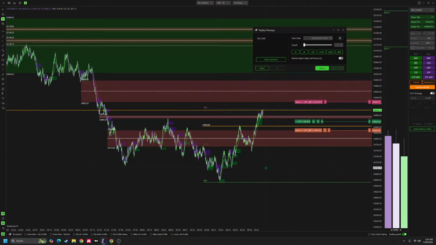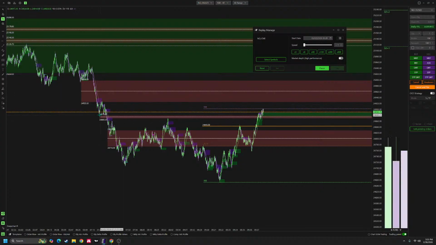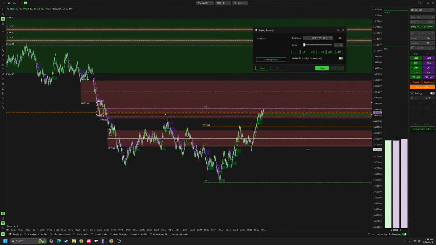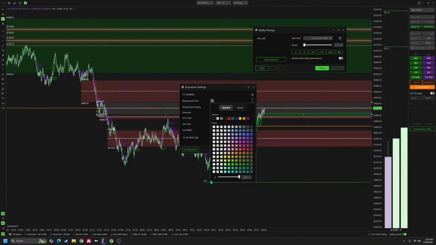So this is interesting. I'm going to get out of this trade right now because we have a nice little fight going on in this zone right here. We're only 10 minutes into the day, and I kind of don't want to be involved in that area.